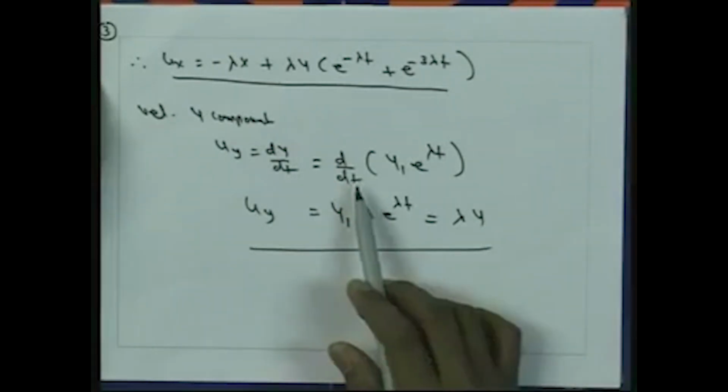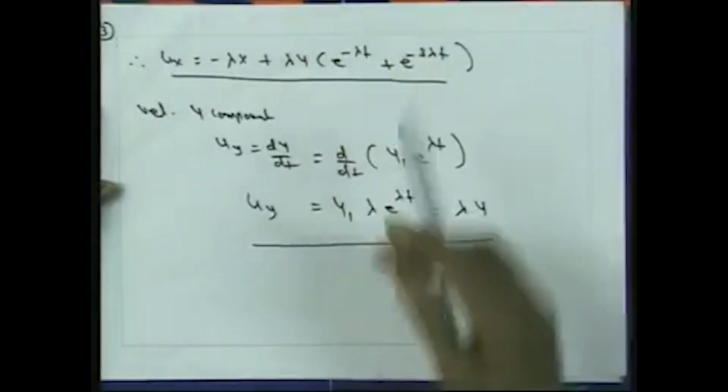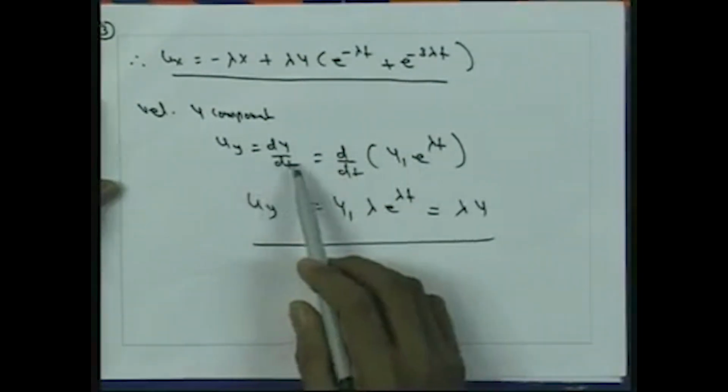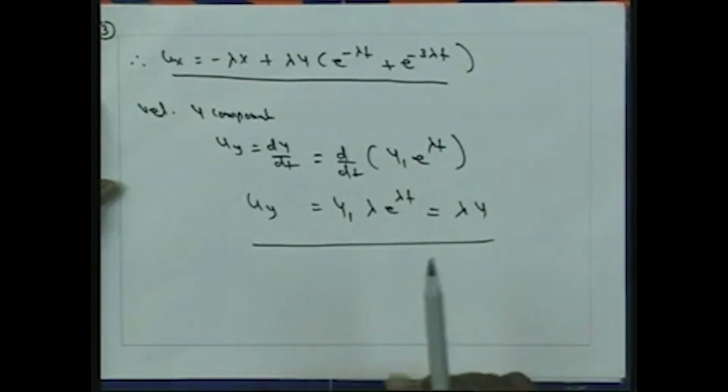Similarly, for the velocity component in the y direction, uy is dy by dt. We can just differentiate, since the expression for y in the Lagrangian system is y is equal to y1 into e to the power lambda t. So if you differentiate, uy is equal to dy by dt, that is d by dt of y1 into e to the power lambda t.